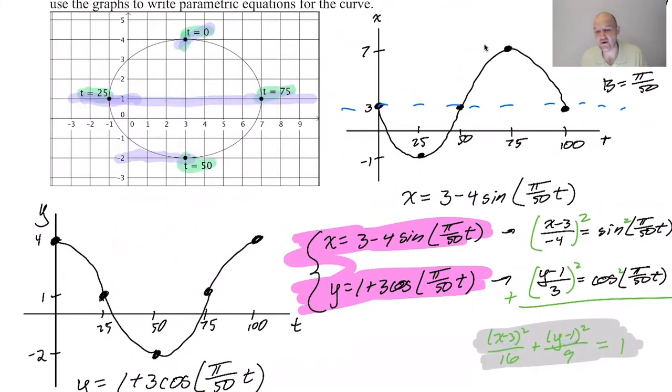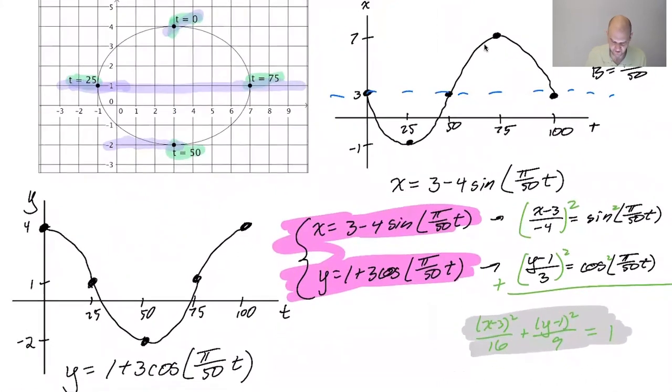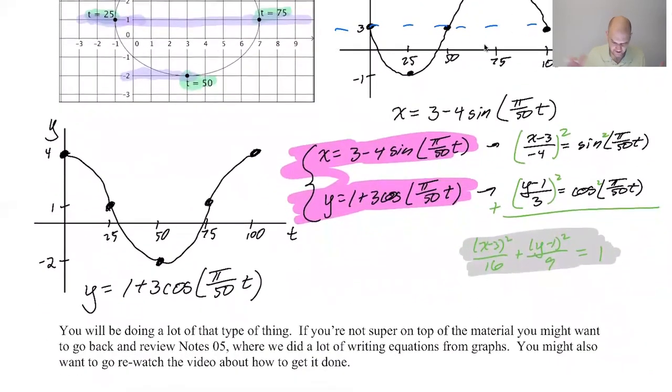Now, I think the parametrics are actually easier to use because the parametrics are explicitly telling you start at 3 and go 4 in either direction. Start at 1 and go 3 in either direction. That's pretty cool. When you have parametrics for an ellipse, for a circle, I think for almost all the conics, it's just easier than when you have the rectangular coordinates. But it's totally up to you.